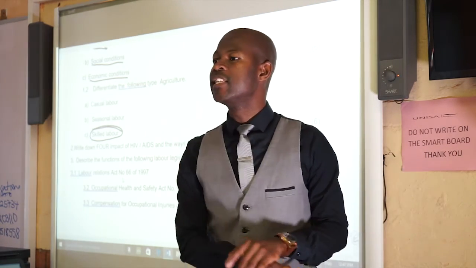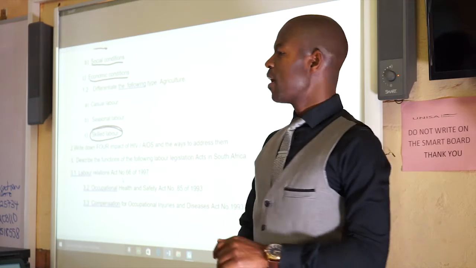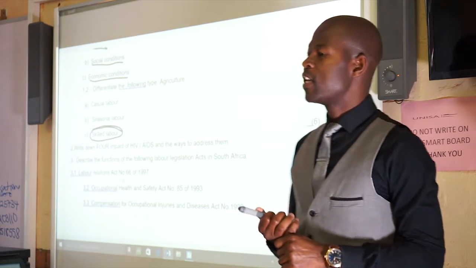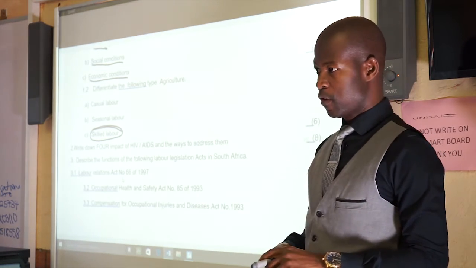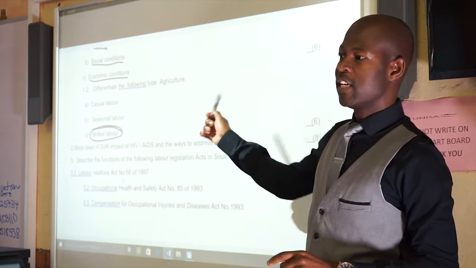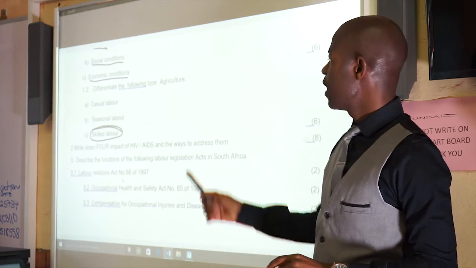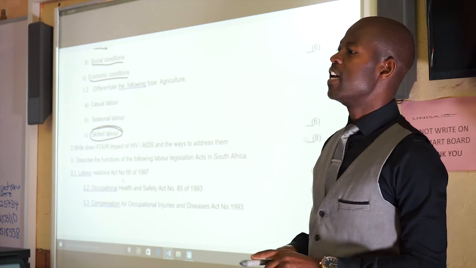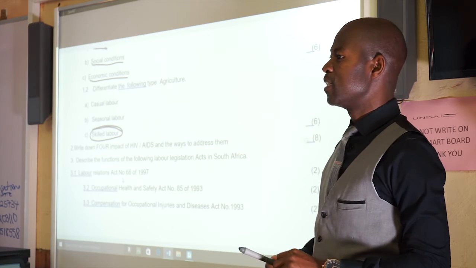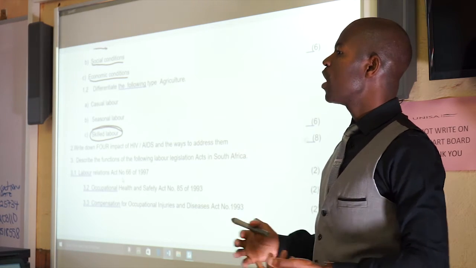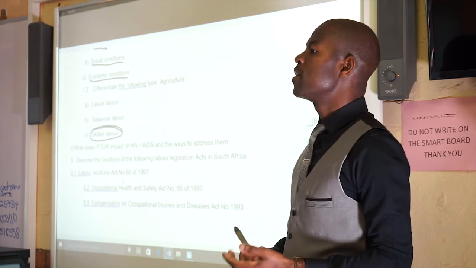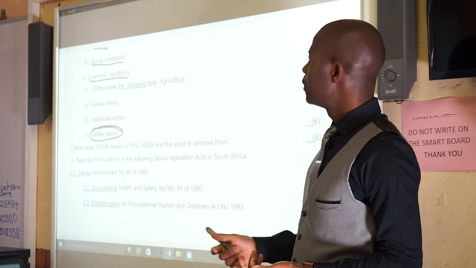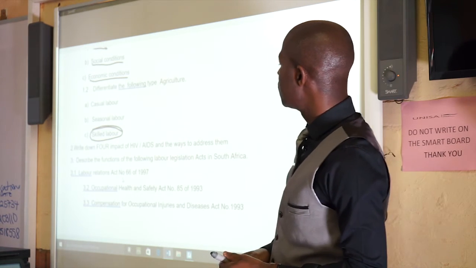But what is skilled labor? Skilled labor is someone who has undergone formal training for a particular skill or a particular piece of work. That person is what we call skilled. But someone who has not undergone formal training is regarded as semi-skilled. So that is what we call skilled labor.